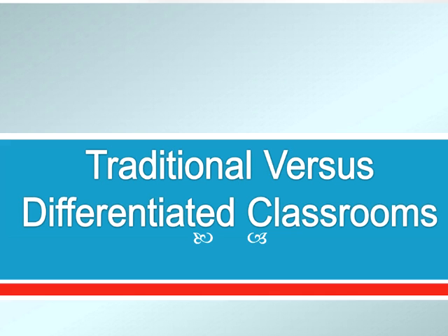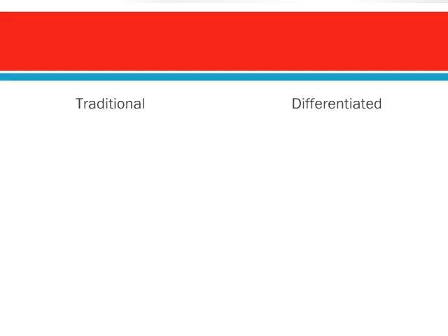So let's look, how do traditional classrooms differ from differentiated classrooms? What do they look like? Well, in a traditional classroom, you're going to have a pre-fixed physical environment, whether that's straight rows or little circles. They're pretty much going to stay where they are.